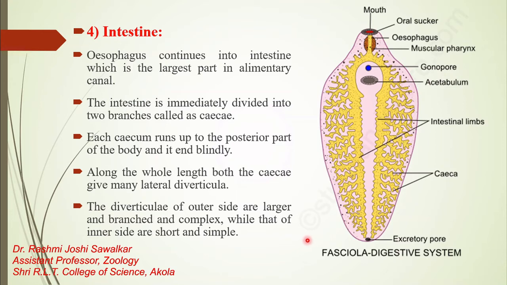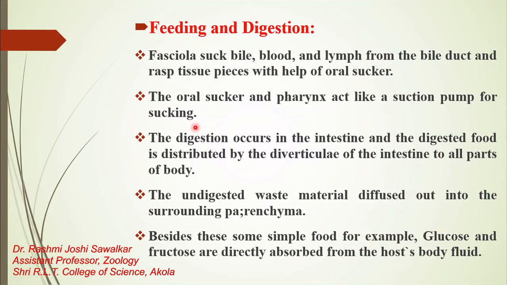So friends, this is the complete digestive system of Fasciola hepatica, and we will revise it in the next slide. First, we will see how the digestive system functions, how the feeding and digestion take place in Fasciola hepatica. So, the first point is Fasciola sucks bile, blood and lymph from the bile duct and rasps tissue pieces with the help of the oral sucker.